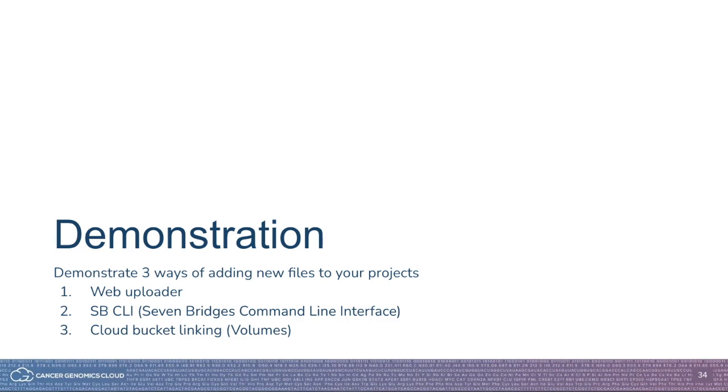Here, we will demonstrate 3 ways of adding new files to your project: the web uploader, the SBCLI, and the cloud bucket linking, which is called the volumes feature. Let's get started.